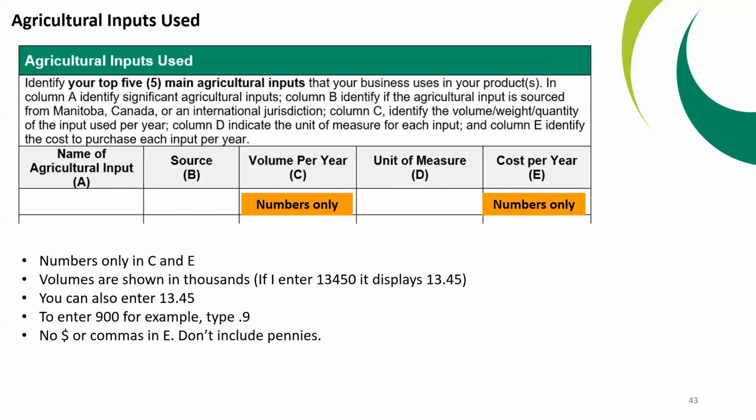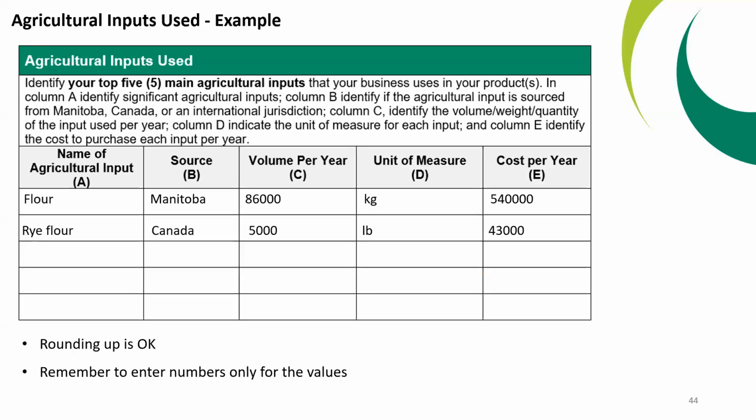And these columns are labeled, so there are some instructions here in terms of how to enter the numbers. And really, in terms of source, we have three things identified: Manitoba, outside Manitoba, and outside Canada. And we don't really care what particular province or state something comes from. So as an example, flour from Manitoba, 86,000 kilograms, and the cost per year, 540,000. So again, you don't need any symbols, you don't need any commas, and don't worry about rounding.